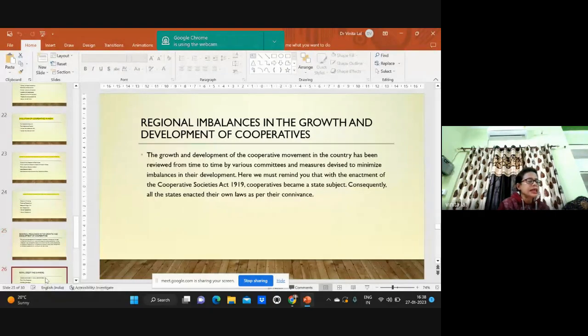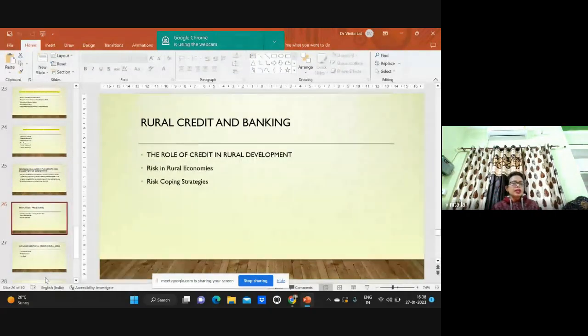So the next slide, Rural Credit Bank. What is a Rural Credit Bank? And what is the role of a Rural Credit Bank? First of all, I would like to tell you about rural credit in India.